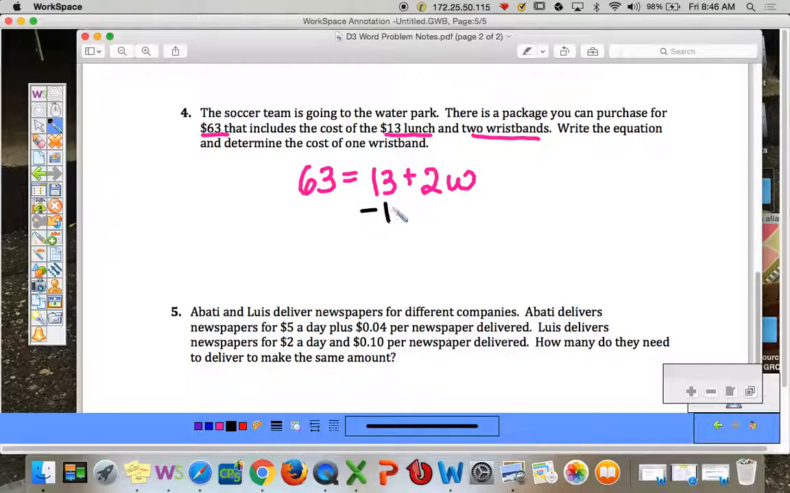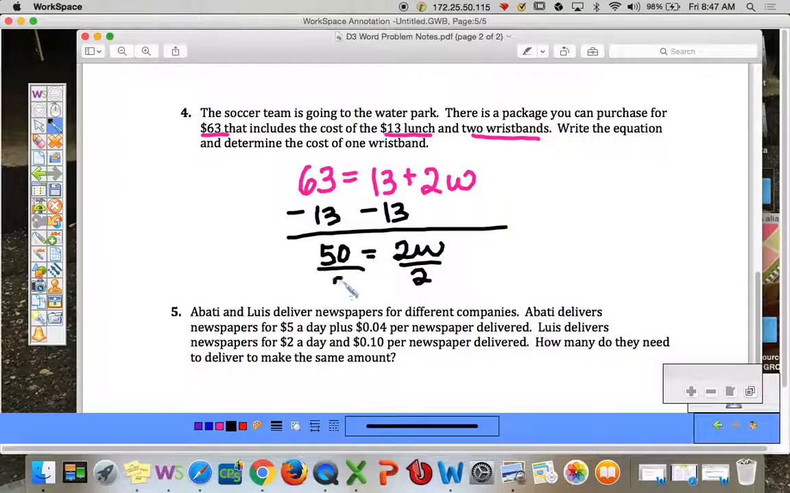Let's solve. We'll subtract 13 from each side. So 2W equals 50. Divide by 2. W equals $25. So each wristband is $25.